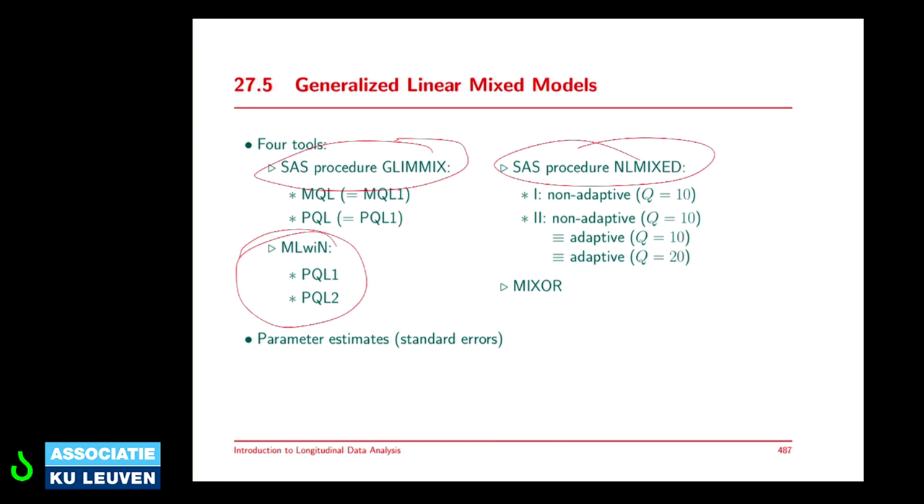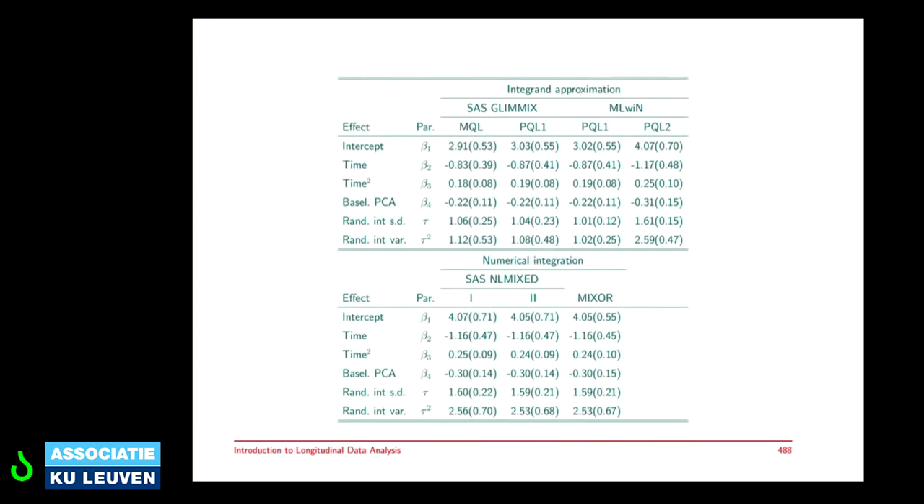And the claim is that PQL2 is much more complicated, but it's implemented by Goldstein, so that's not our concern here. Not only that, it's also, and that's the most important thing, much more accurate. And then there is MIXOR, developed by Hedeker and Gibbons, which stands for Mixed Effects Ordinal Regression. So it's ordinal data with random effects, but we don't have ordinal data here in this chapter, no. But binary data, of course, is an almost trivial special case of ordinal data, so we can also use it here.